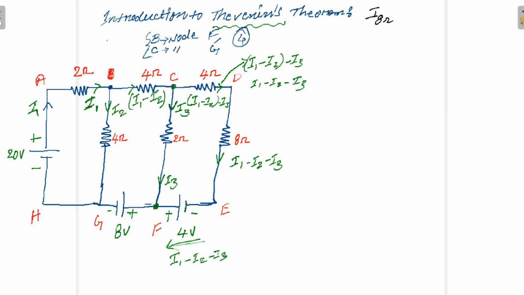So at this point F, you have two incoming currents: I3, and I1 minus I2 minus I3. If you add these two incoming currents, the summation of I3 plus I1 minus I2 minus I3 leaves from this point F. So what is the current which flows between F and G? Tell me. I1 minus I2 minus I3 plus I3. So I3 gets cancelled.